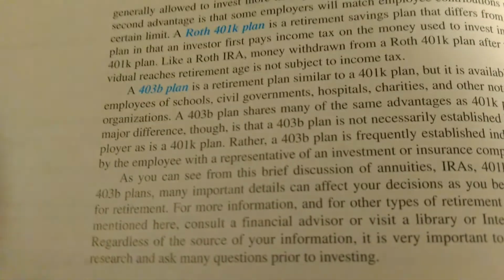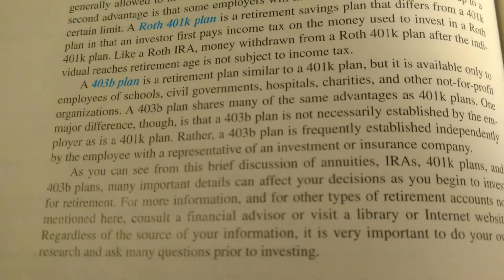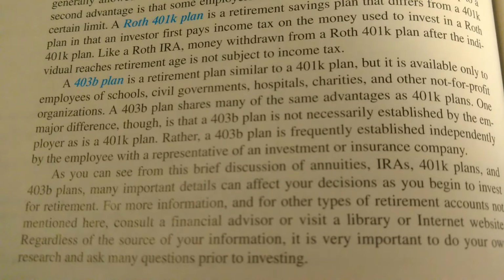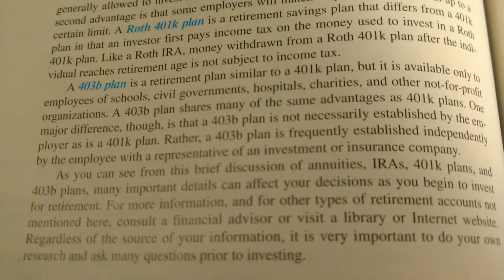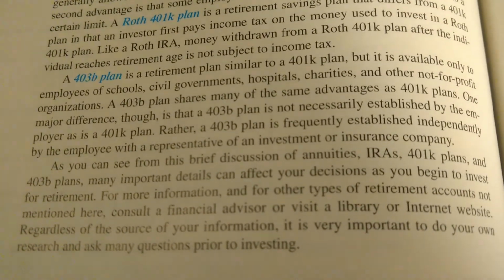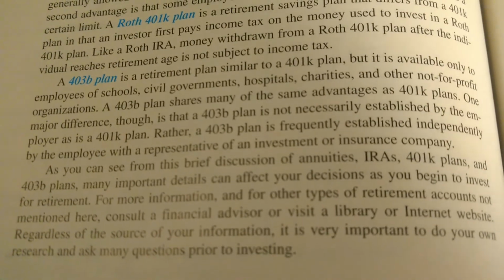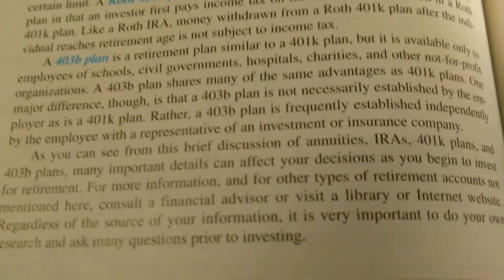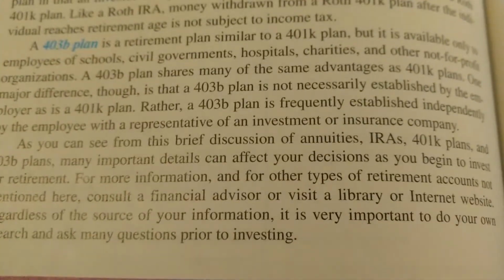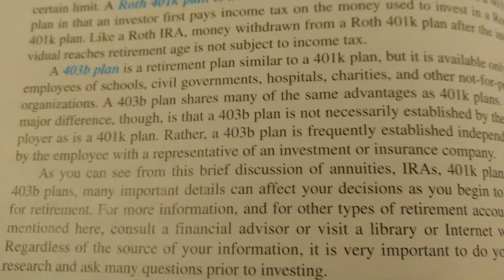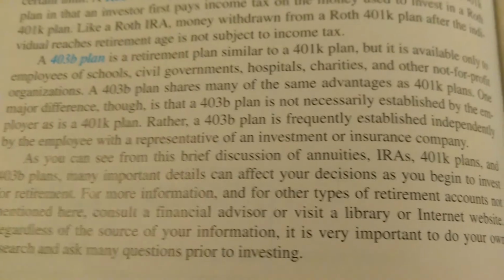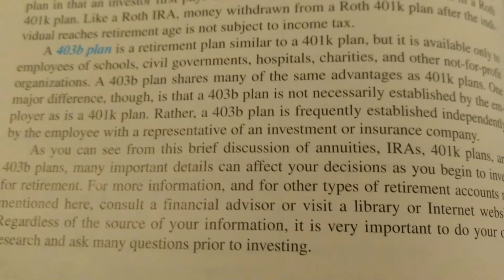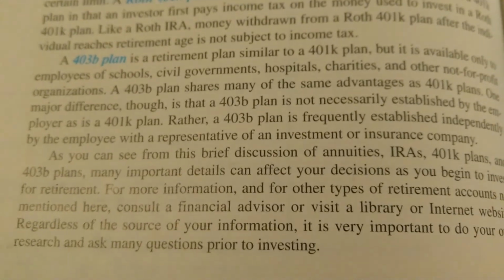And the last one is a 403b plan. It's a retirement plan similar to a 401k plan, but is available only to employees of schools, civil governments, hospitals, charities, and other not-for-profit organizations. So the 403b plan works the same as a 401k plan, but it's only offered to these particular professions, and usually the interest rate is a lot higher.